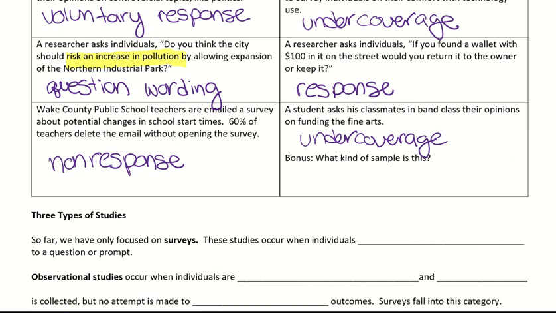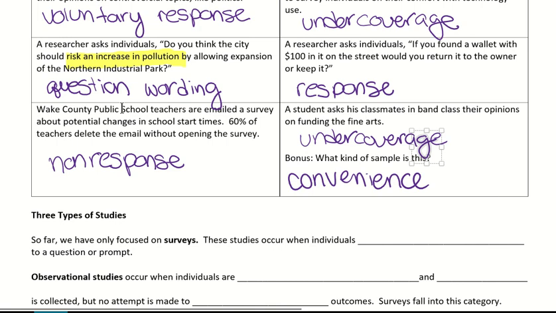And then bonus, what kind of sample is this? This is where we think back to our last lesson. What kind of sample method did the student use? This is a convenience sample. Because the student didn't choose in any random or systematic way. They just chose what was easiest. The student's right there, his classmates in his band class.